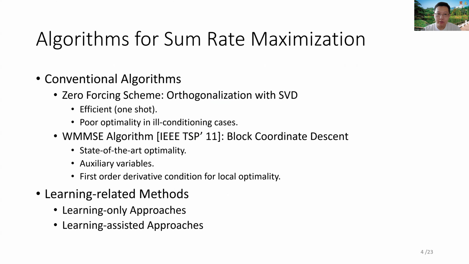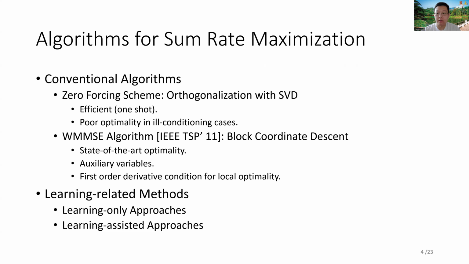In the past decades, many algorithms have been proposed. We categorize them into conventional algorithms and learning-related methods. For conventional algorithms, there are two famous ones. Zero-forcing schemes achieve channel orthogonalization with singular value decomposition, which is efficient, but its solution may not be optimal in some cases. The WMMSE algorithm utilizes block coordinate descent to iteratively solve the problem and achieves sorted optimality.